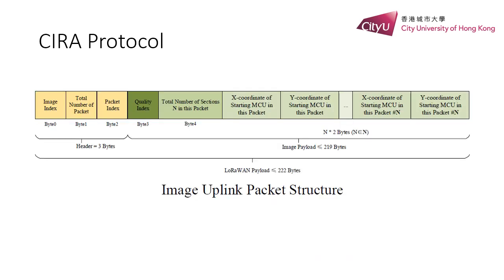This is the uplink packet structure to transmit CIRA JPEG. Because we split one image into multiple packets in one round, we need to let the server know the number of packets per round, the image index and the packet index, which is shown in the yellow part. The green part is the CIRA JPEG.